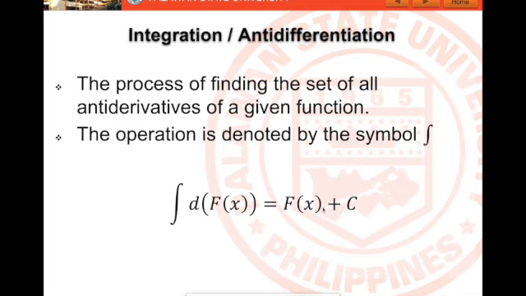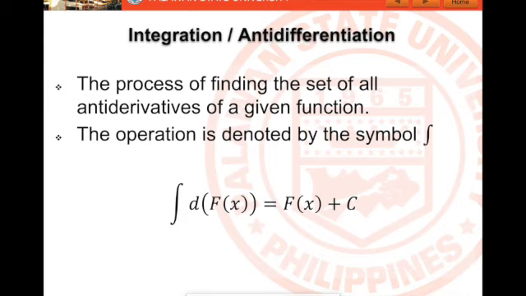Okay, so for now, for this first or basic idea of integration, do you have anything you want to ask or you want to clarify? Anyone? Or are we still good so far?